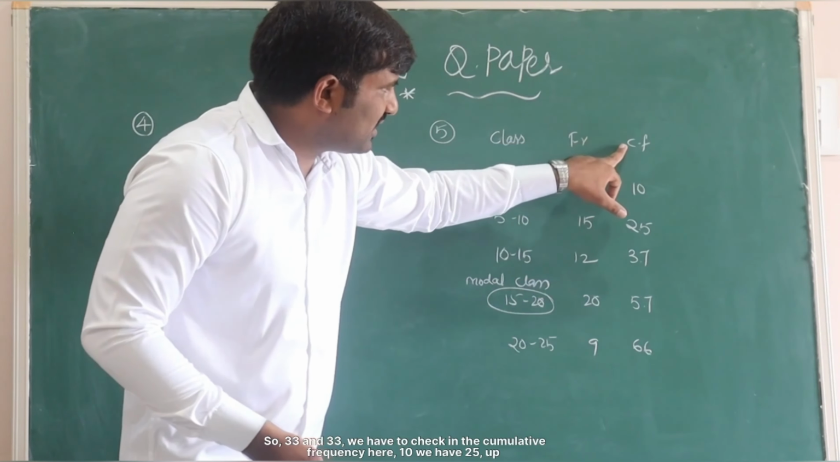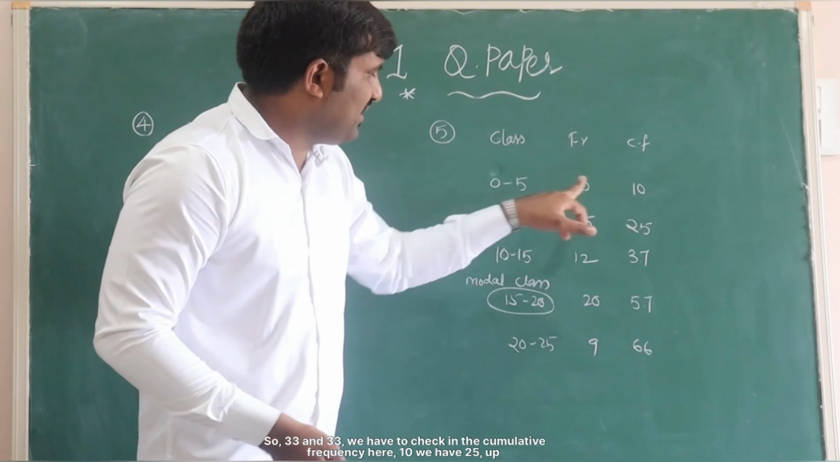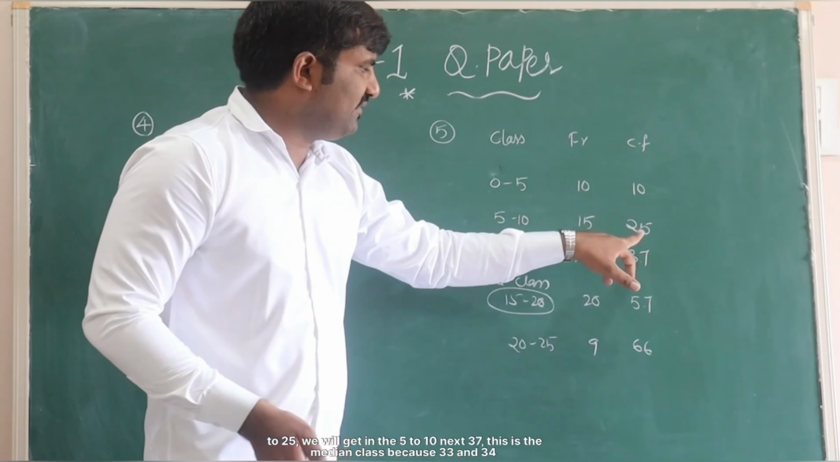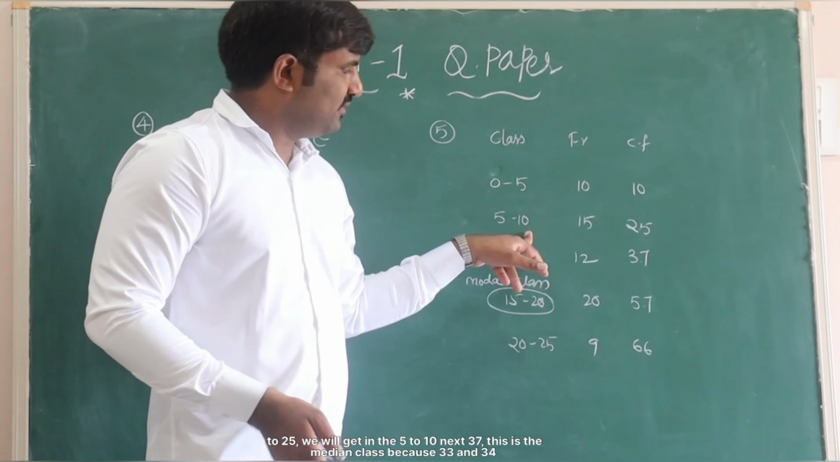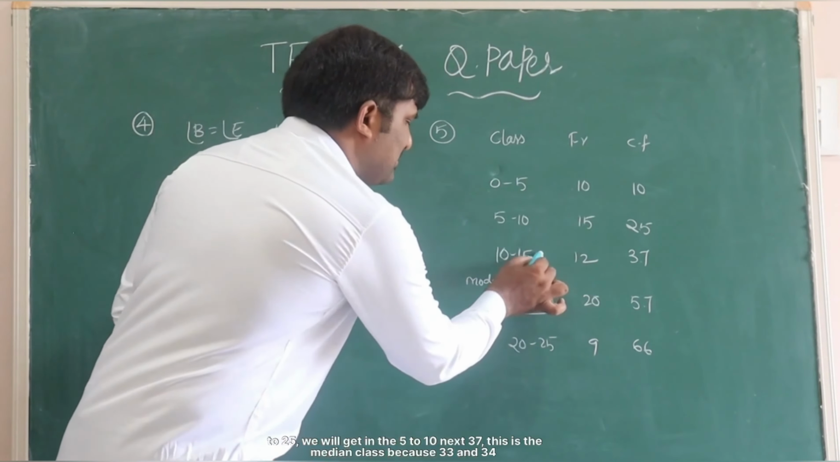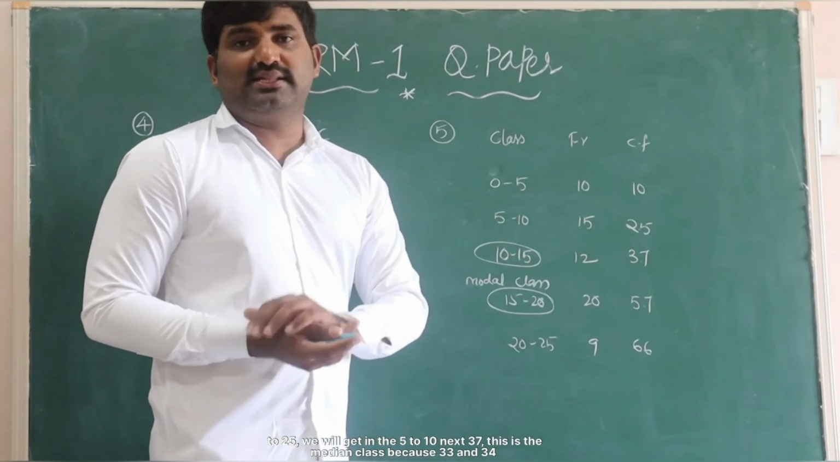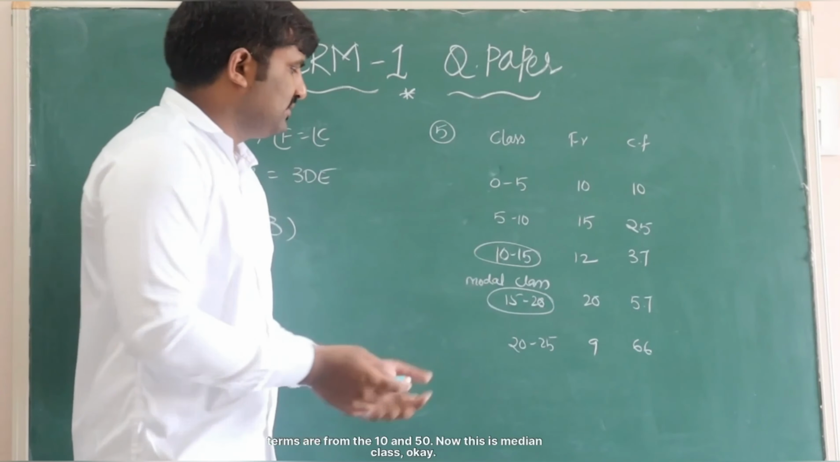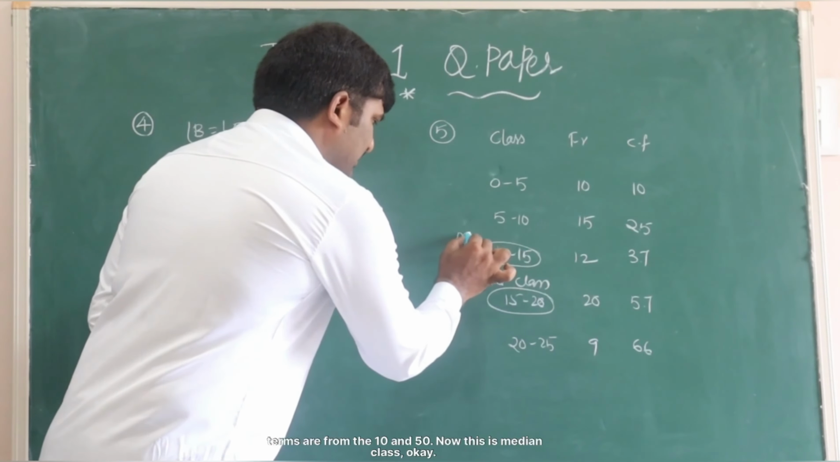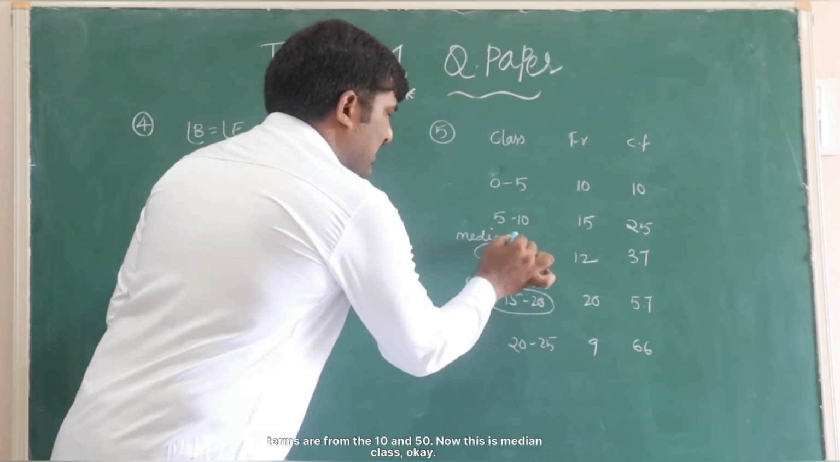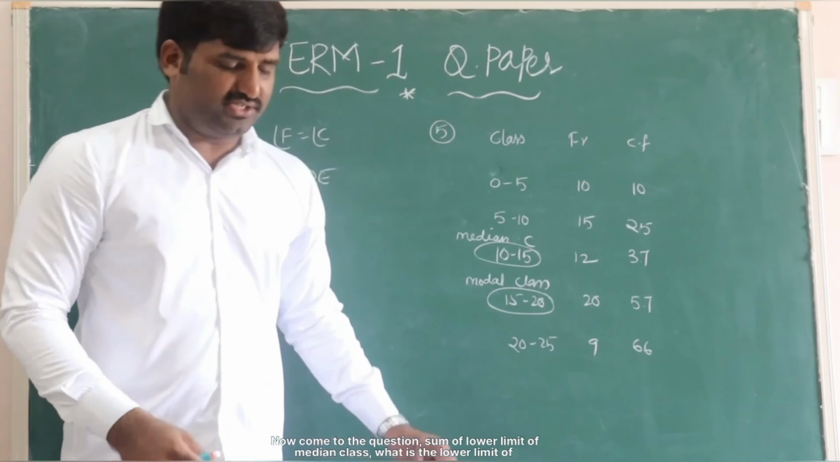Here we have to check in the cumulative frequency. Here 10 we have, up to 25 we will get in the 5 to 10. Next 37. This is the median class because the 33rd and 34th terms are from the 10 to 15 class. Now this is the median class. Now come to the question.